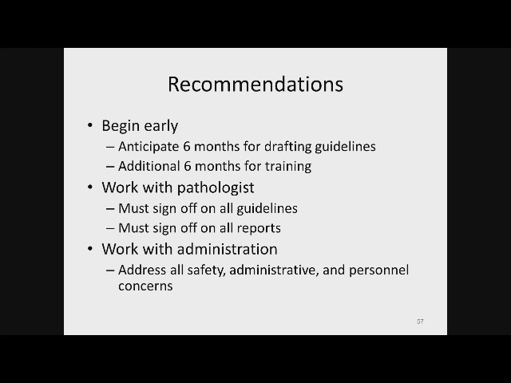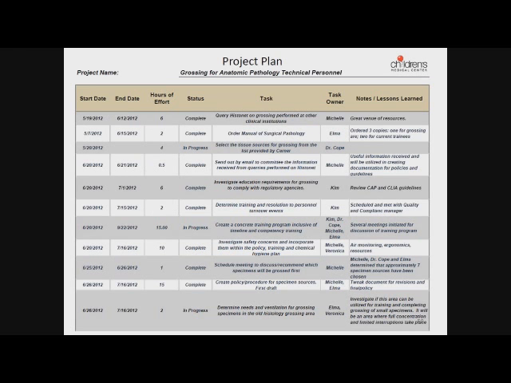Recommendations would include, if you're considering setting up a program, to start early. Typically it's about 6 months to draft these guidelines, an additional 6 months to train the technician in order to do the grossing. Work with pathologists and administration all along the entire process to make sure, number one, we get buy-in from the administration, but also to make sure that all of the guidelines and reports are signed off. I mentioned Children's Health System earlier.